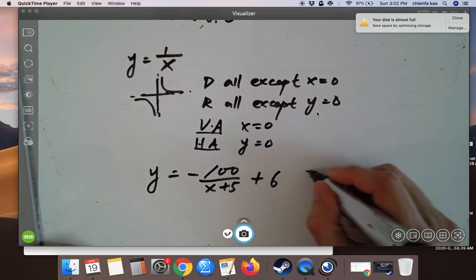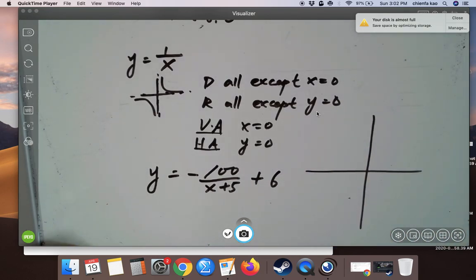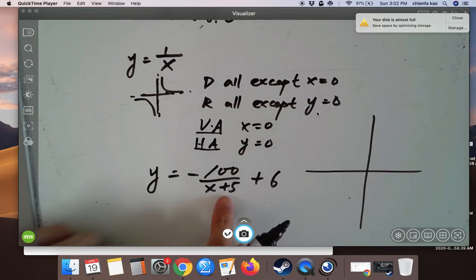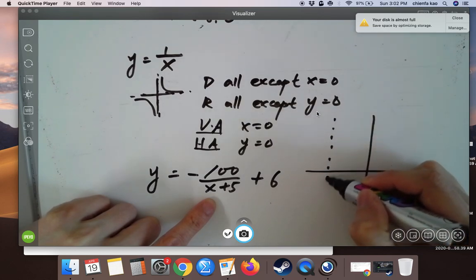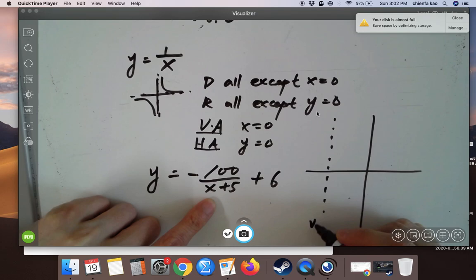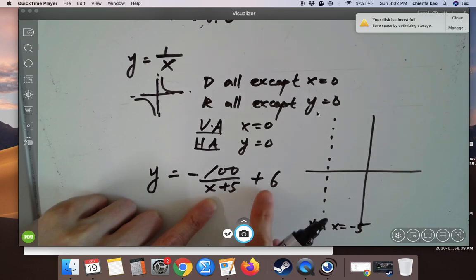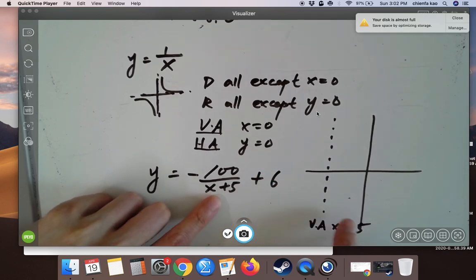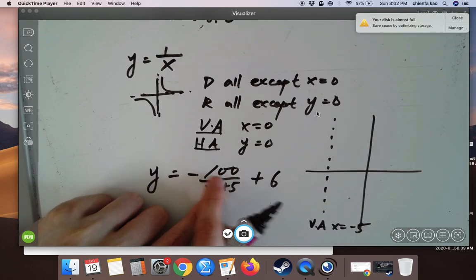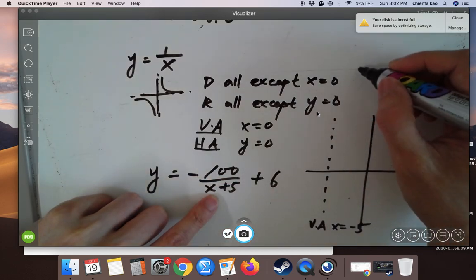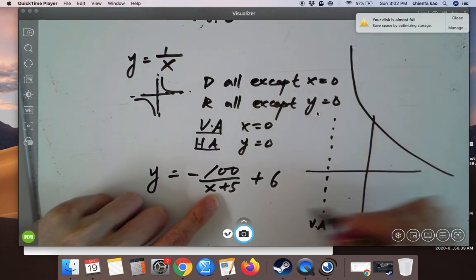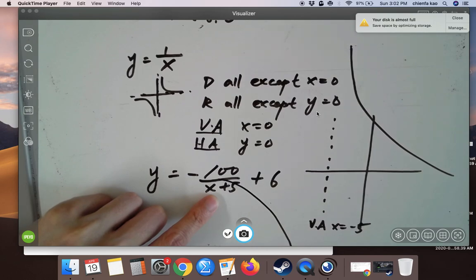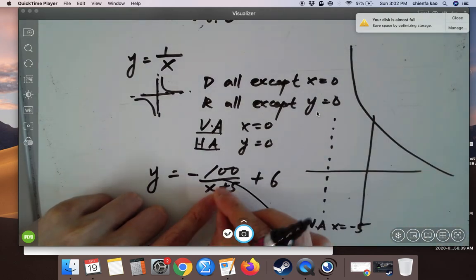All right, so this is what I would do in order for me to do the graph roughly. This picture has been shifted 5 to the left. So now this is the vertical asymptote, VA. Now X equals -5. Now, it's been shifted 5, and then you have to multiply by a factor of 100, right? So by a factor of 100, instead of looking like this, it now looks like this graph, because it's been stretched by a factor of 100.